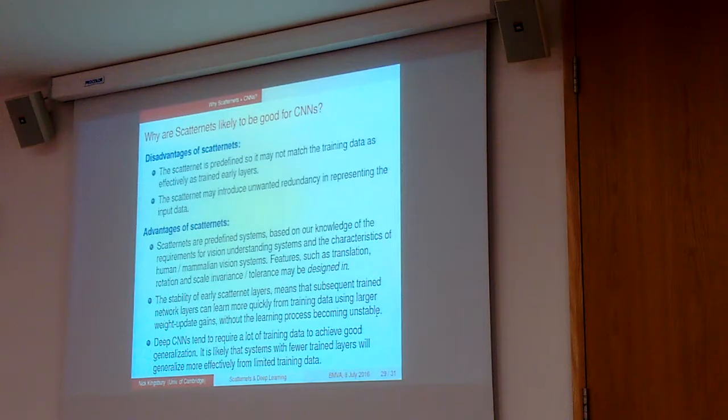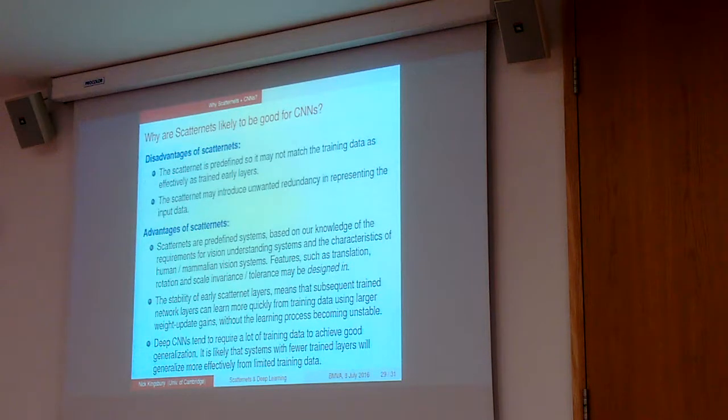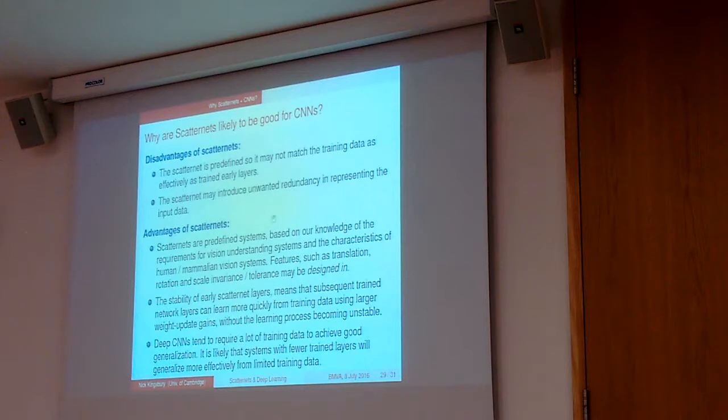So I want to jump on now just to complete the summary and answer the question that I posed at the title of the talk. The disadvantages of Scatternets are that the net is predefined, so it may not match the training data as effectively as trained earlier layers would do. And the Scatternet may introduce unwanted redundancy in representing this input data.